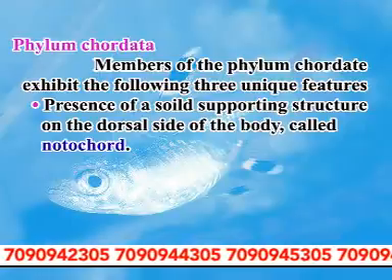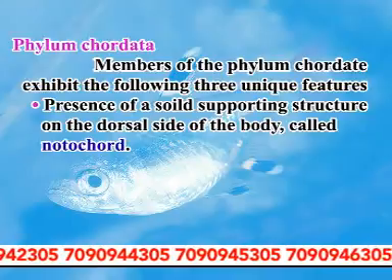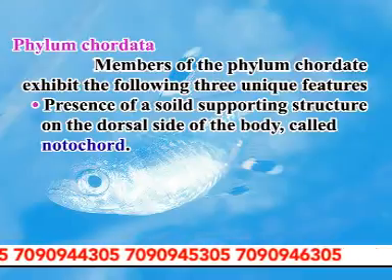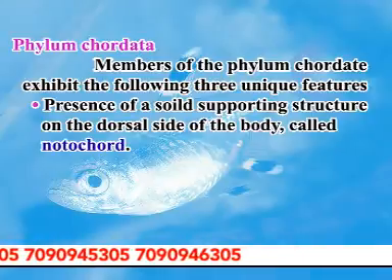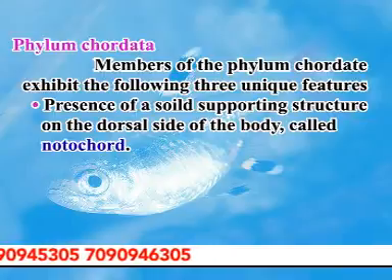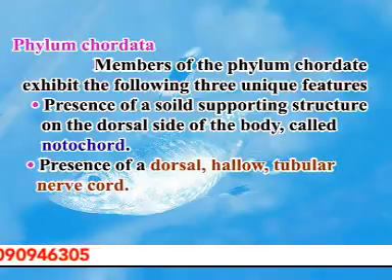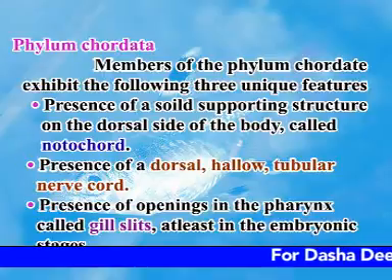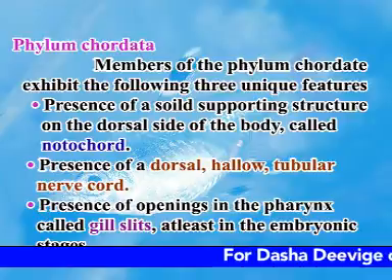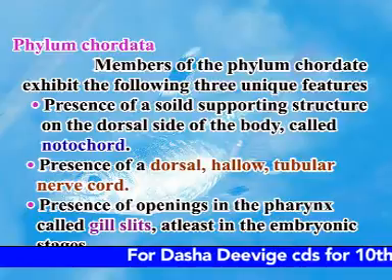First, presence of a solid supporting structure on the dorsal side of the body called notochord. Second, presence of a dorsal hollow tubular nerve cord. Third, presence of openings in the pharynx called gill slits, at least in the embryonic stages.